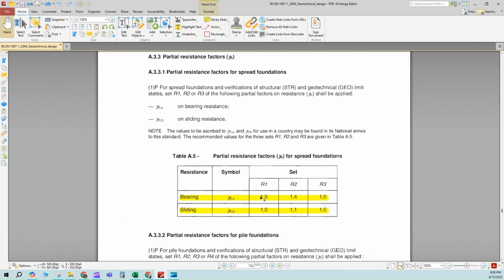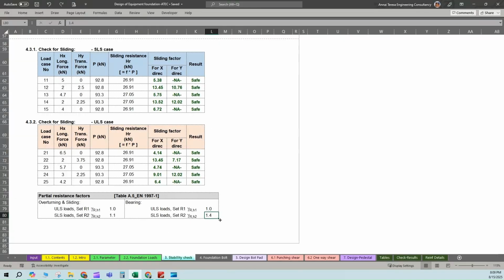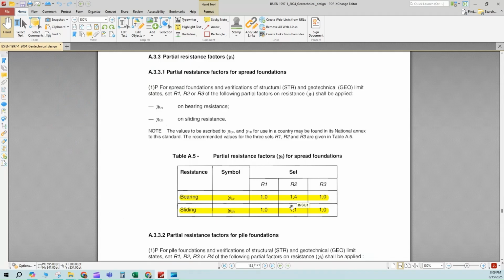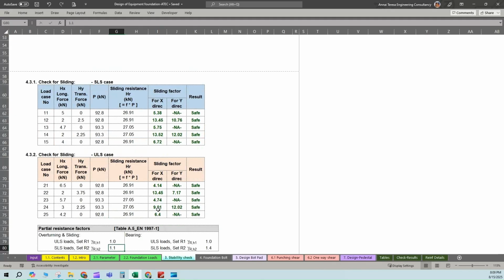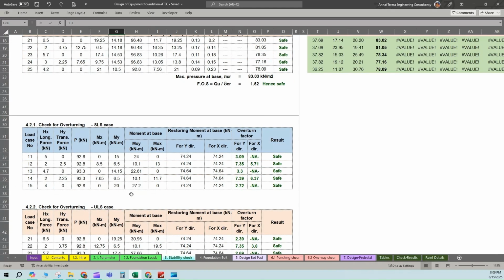For R1, both bearing and sliding it is 1, but for the R2 set, that is the SLS service load combination, the serviceability limit state, we are going to consider 1.4 for bearing and 1.1 for sliding. So it means the factors we arrive at from the calculation should not be less than these factors. That is why this factor is very important. Now we will move on to our table.